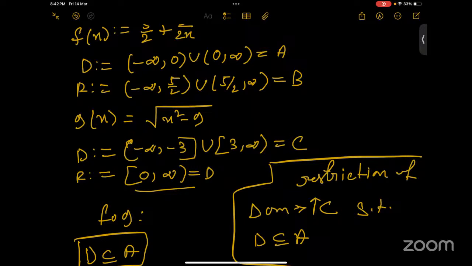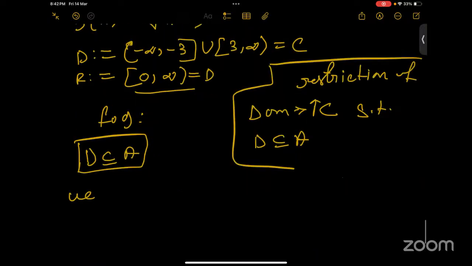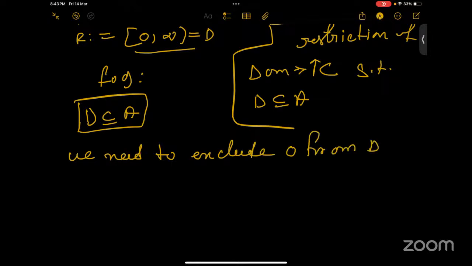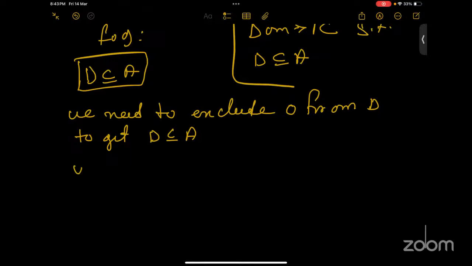So if we exclude the point 0, then we will get the open interval 0 to infinity. This will be a subset of A, right? D is having 0, A is not having 0. So that is why we need to exclude 0 from D to get D subset A. Okay?